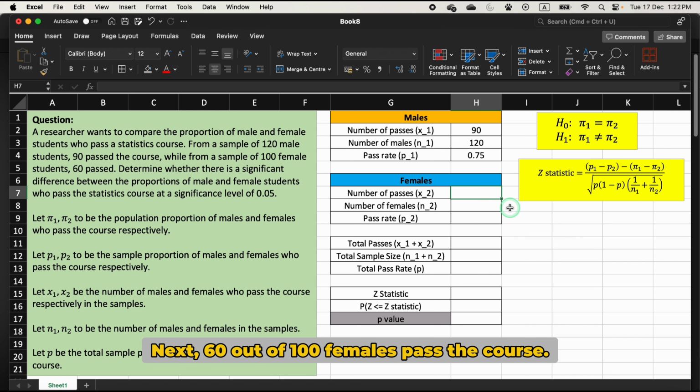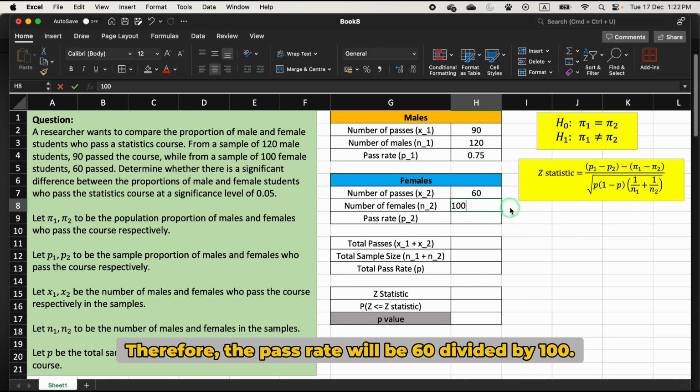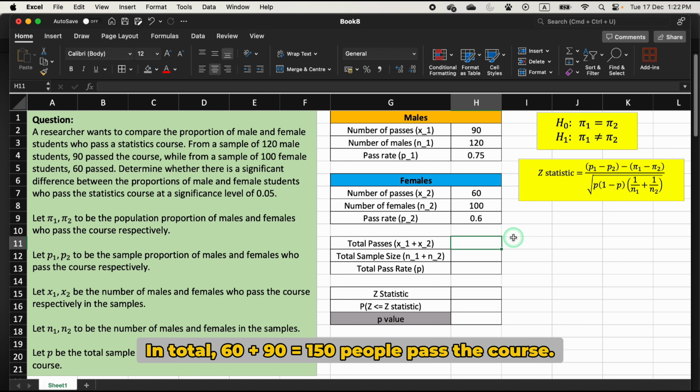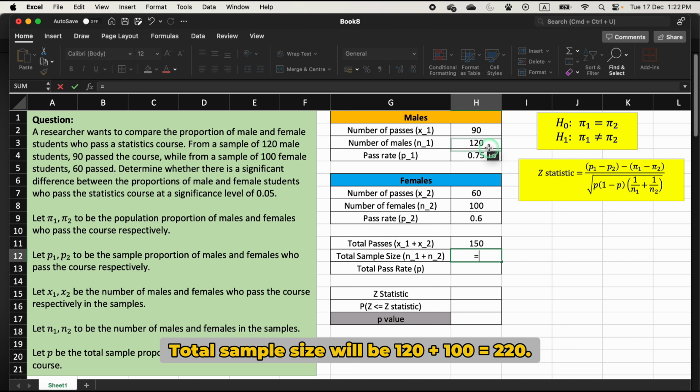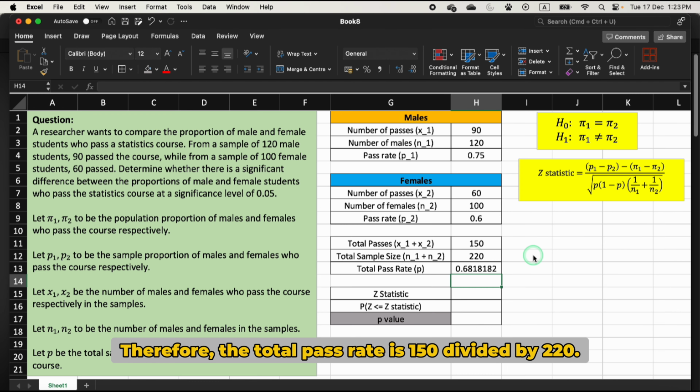Next, 60 out of 100 females pass the course. Therefore, the pass rate will be 60 divided by 100. In total, 60 plus 90 equals 150 people pass the course. Total sample size will be 120 plus 100 equals 220. Therefore, the total pass rate is 150 divided by 220.